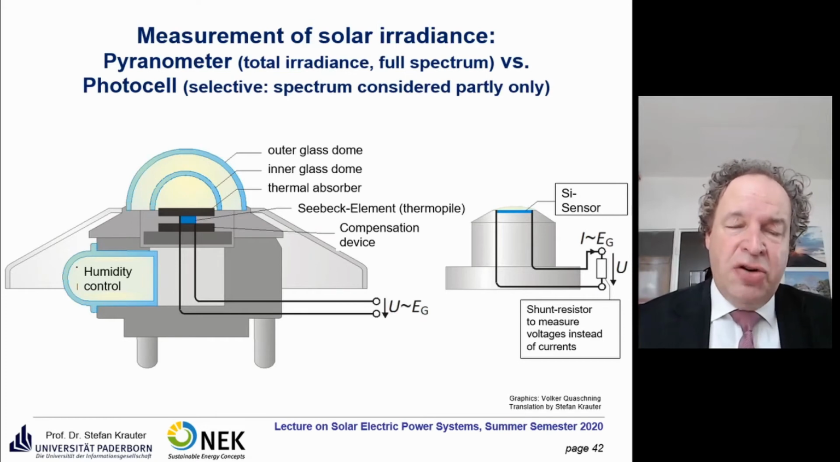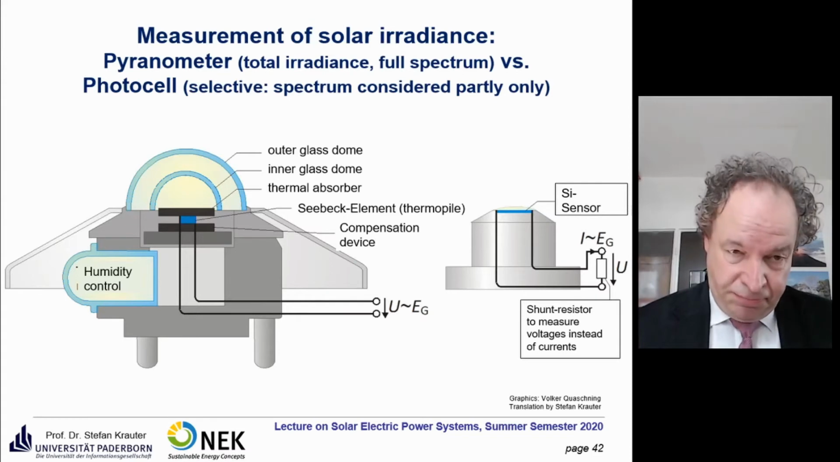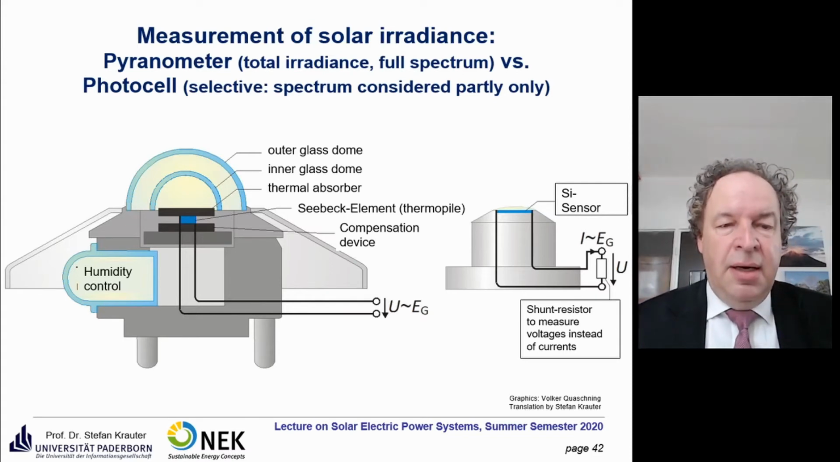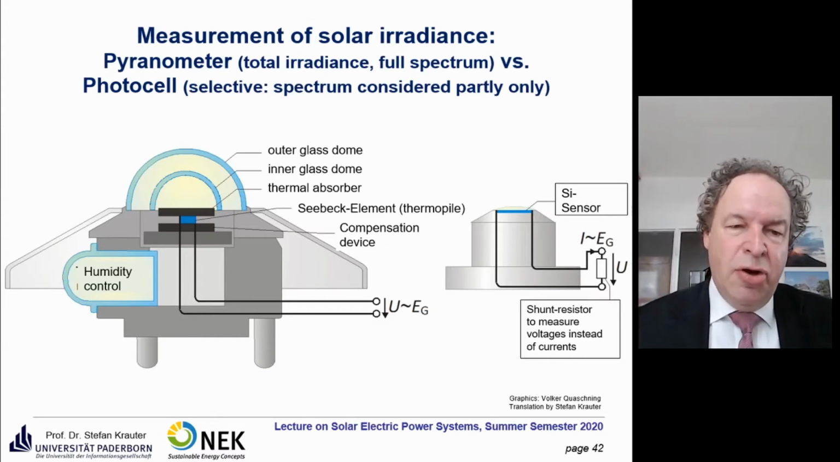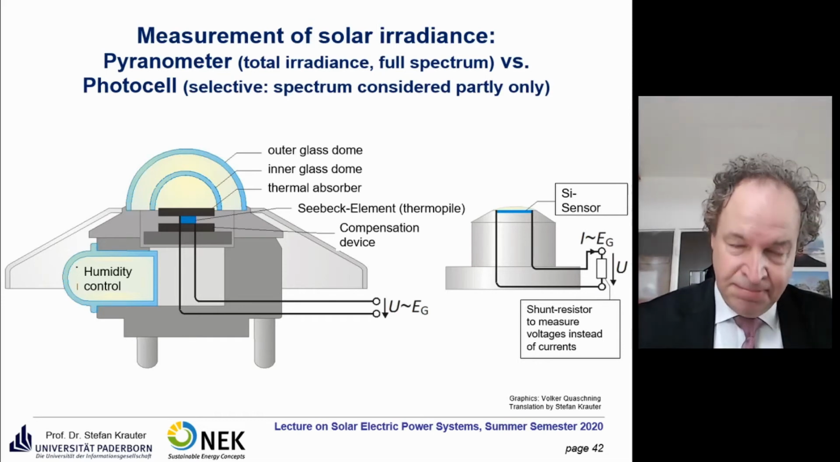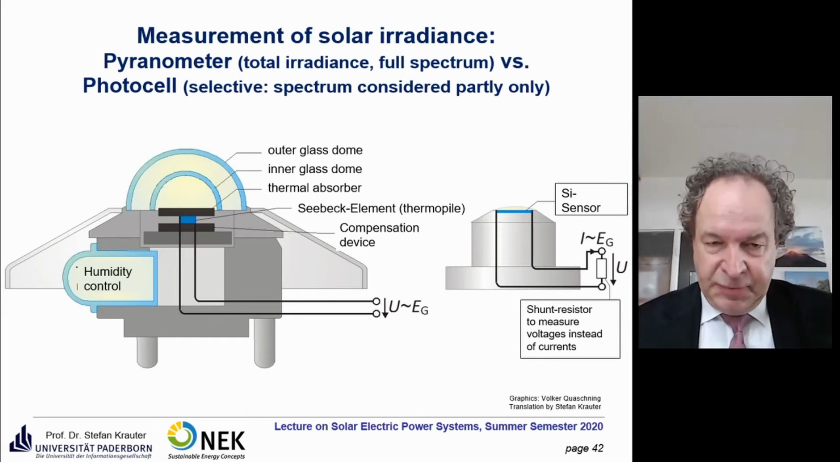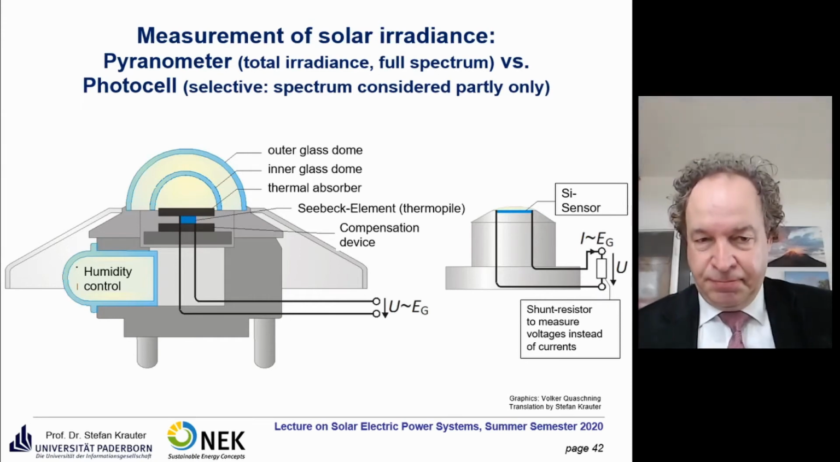The disadvantage of that kind of measurement device is that it lags a little bit, so you have to wait until the thermal absorber is getting hot. Nowadays it takes perhaps 10-15 seconds to do that, but still, if you measure cloud movements and so on, it's a bit too slow. Also, the device is not really cheap. A good pyranometer costs between 1,000 and 2,000 euros.